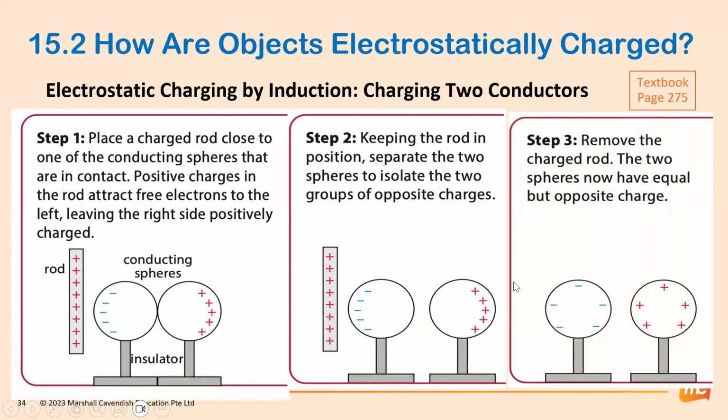The last step is I'm going to remove this positively charged rod. Once I remove it, my negative charge won't stay at the right-hand side. My negative charge will be redistributed across the whole sphere. It will spread out, and the positive charge will also spread out. So now you have two spheres that have equal but opposite charges: the left-hand side becomes negatively charged, the right-hand side becomes positively charged. That is how we charge two conductors.